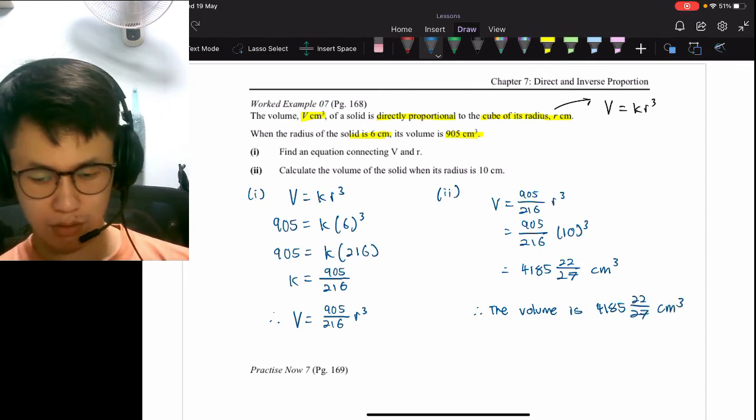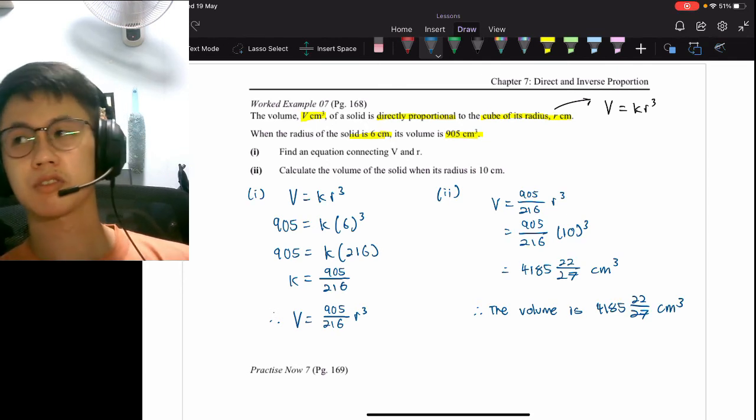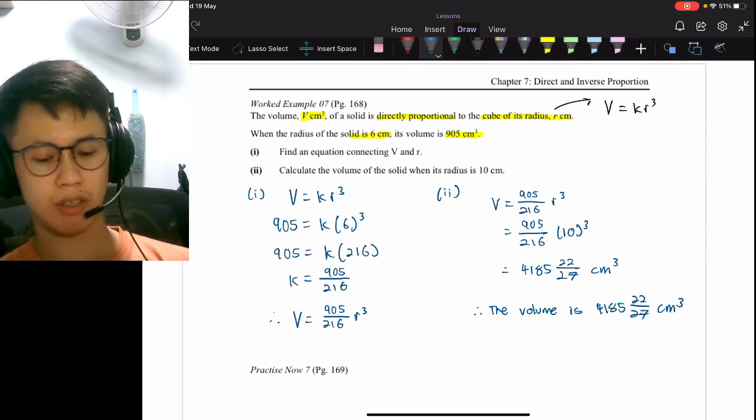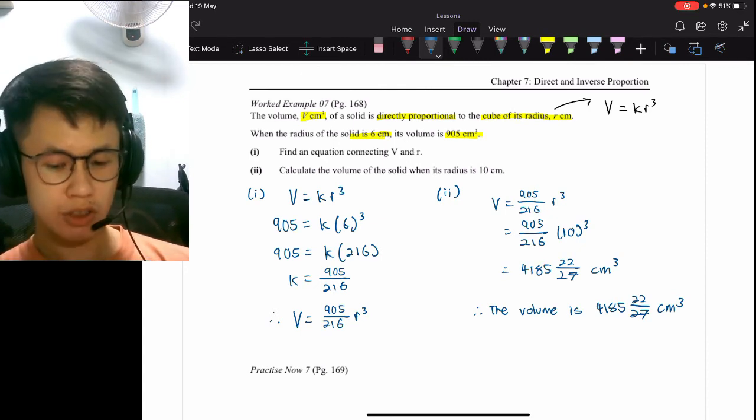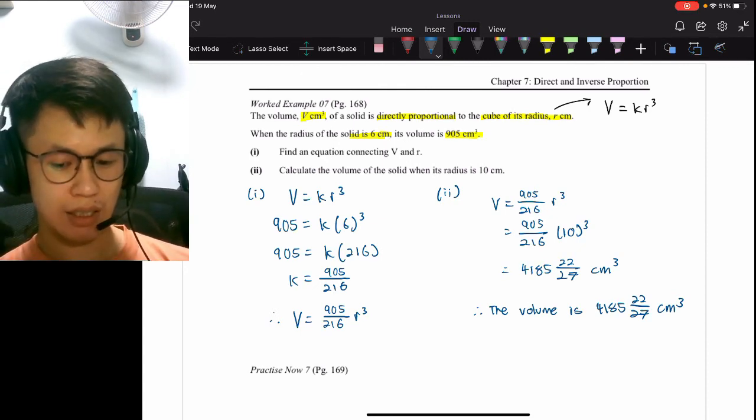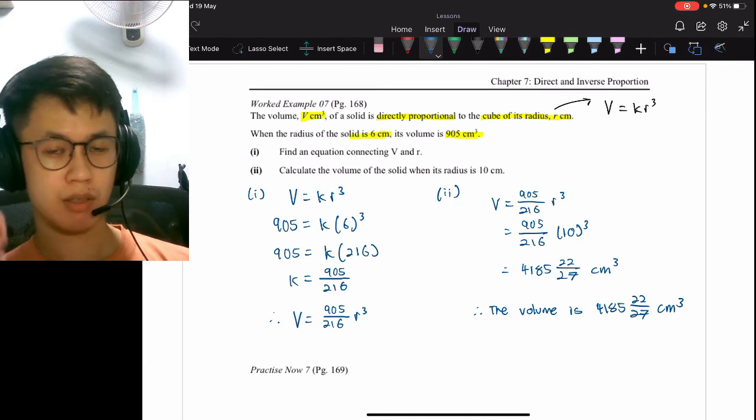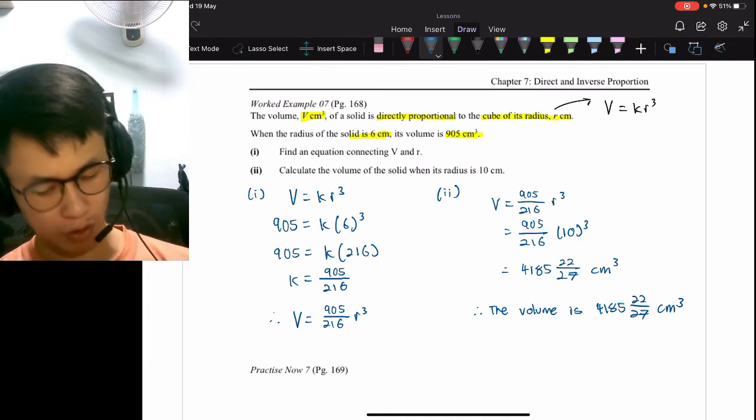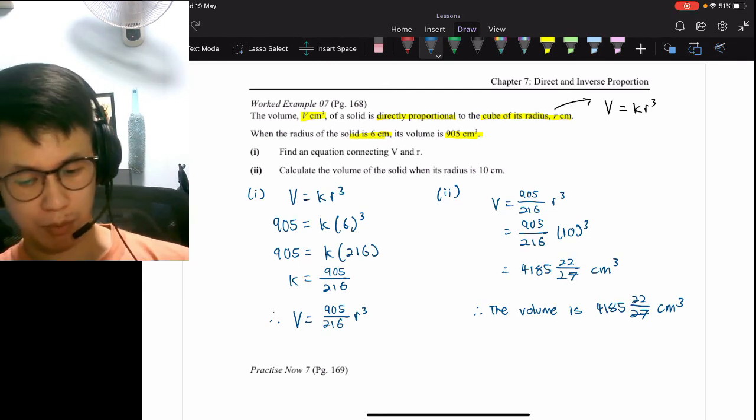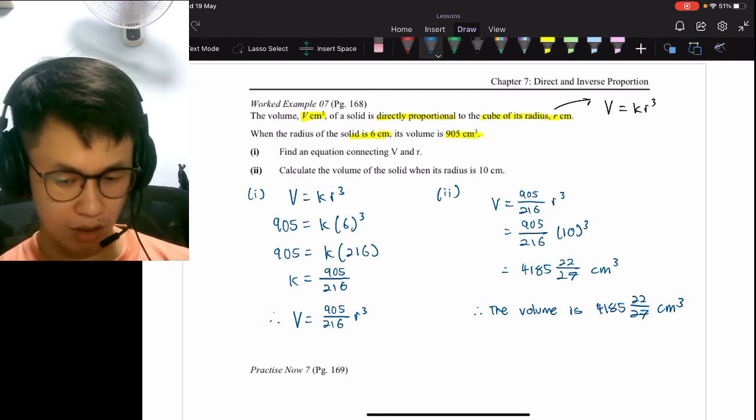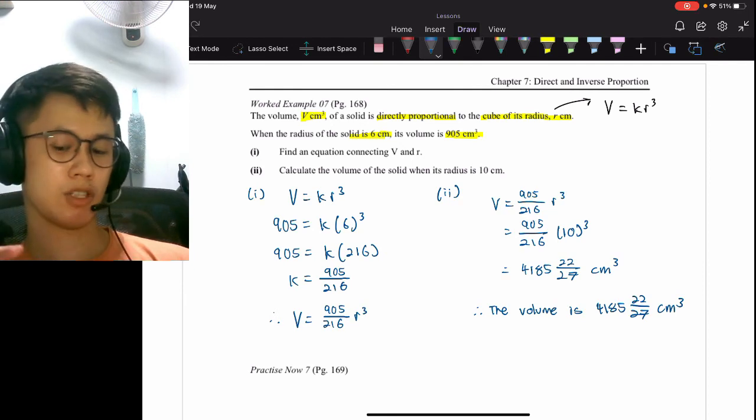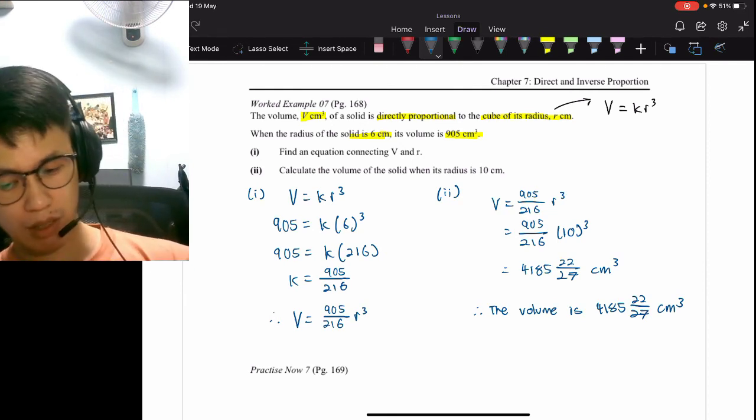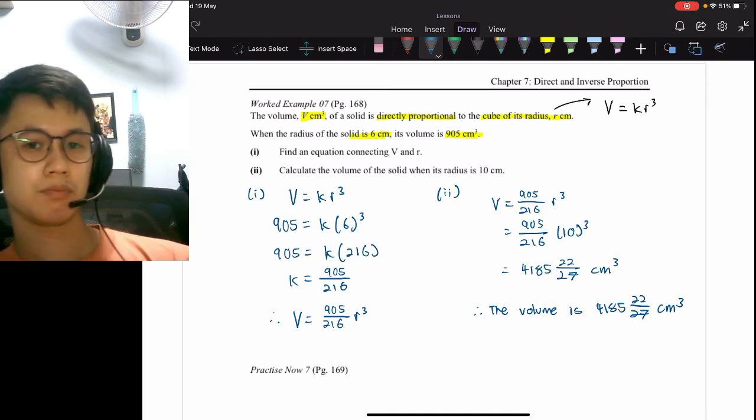So actually, it's very straightforward. When it comes to directly proportional questions, all you need to do is understand the question properly. V cm cube, the volume of a solid, is directly proportional to the cube of its radius. The cube of the radius is one entire sentence, so cube of radius means r cube. So this entire statement would just mean V equals k r cube.